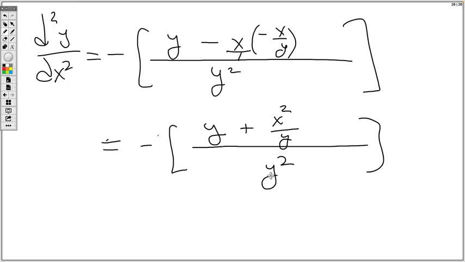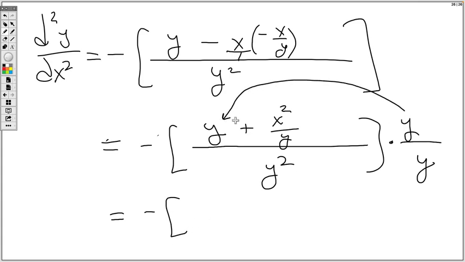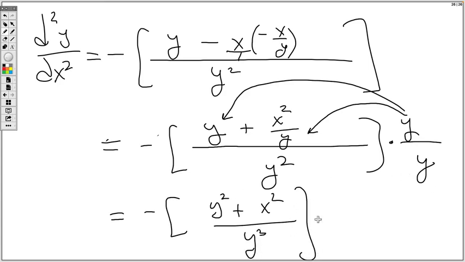And how am I going to get rid of this complex fraction? I'd have to multiply numerator and denominator by y. So once again, here's some algebra coming in. What's y times y? Y squared. What happens when you multiply the y to the second term here? Cancels out. And now y times y squared is y cubed.